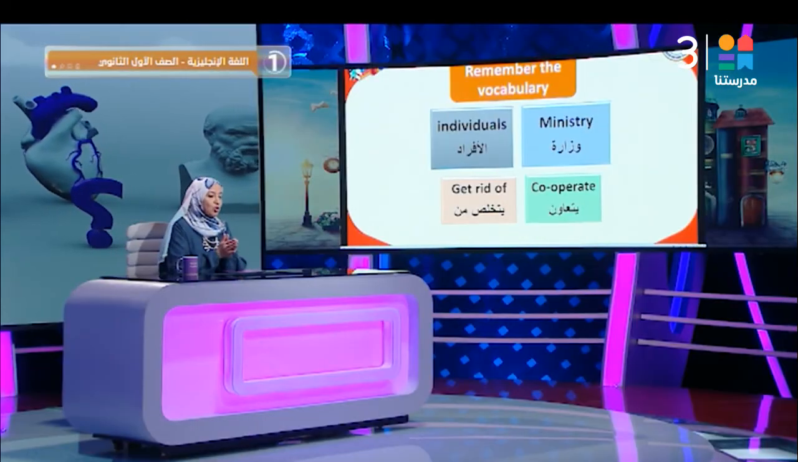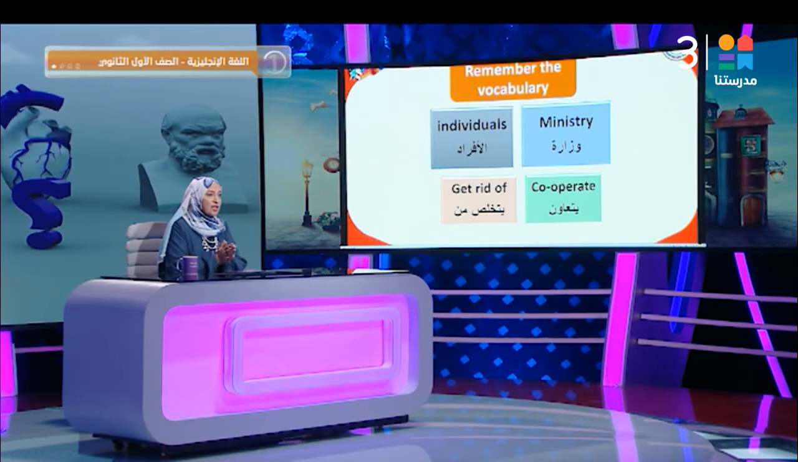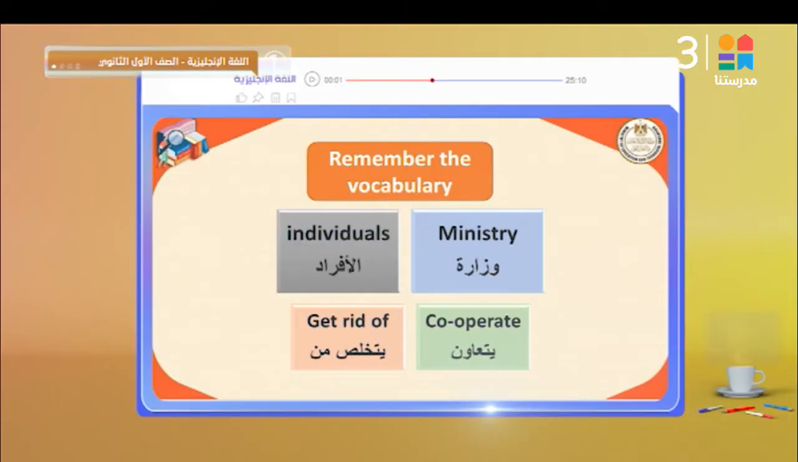Okay, so we have the new words here. Individuals, we said individuals, اللي هم الأفراد. طبعا ministry اللي هي وزارة. We can say Ministry of Education, وزارة التعليم. We can say Ministry of Health, تبقى وزارة الصحة، وهكذا. Get rid of, يتخلص من، وكمان عندنا cooperate, يتعاون. دي الفوكاب اللي ذكرت في الترانسليشن، ففوكس on them and remember them well.